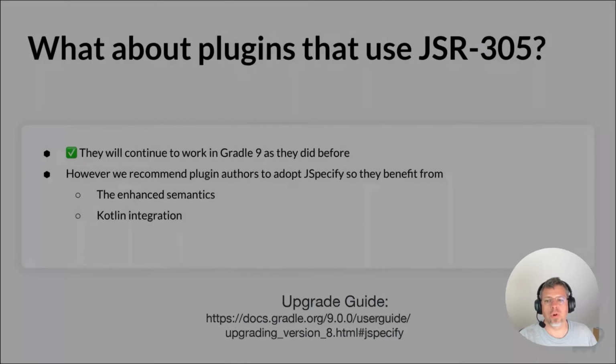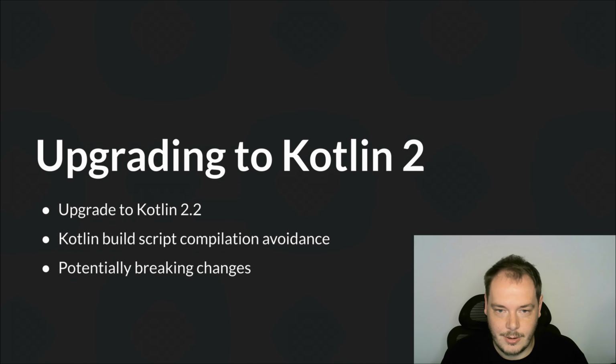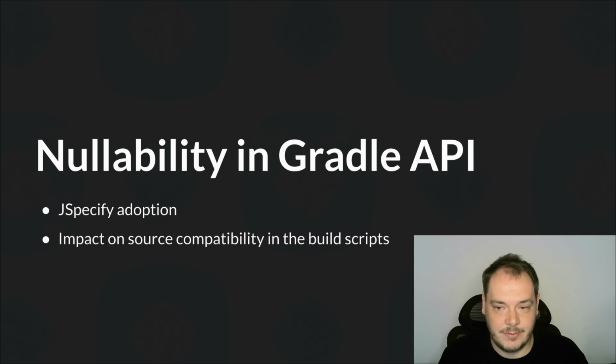What happens for plugins out there that still use JSR 305? Well, they will just continue to work fine in Gradle 9 as they did in previous versions. However, we would recommend plugin authors to adopt JSpecify so they benefit from the enhanced semantics and the Kotlin integration. So, Kotlin 2 update, major performance boost thanks to compilation avoidance, and also JSpecify adoption. All of that already justifies Gradle 9, right? And it's quite nice from the user point of view.